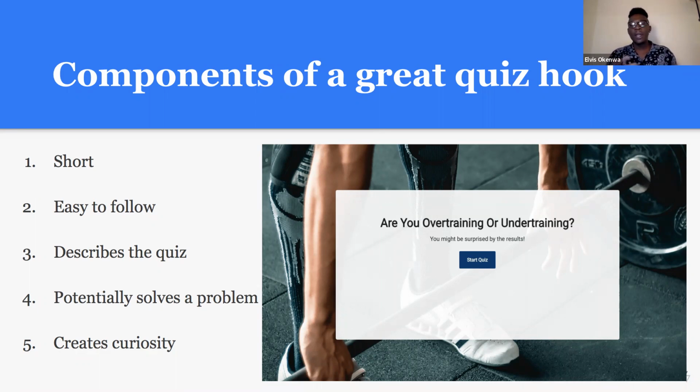So it creates that kind of curiosity. What is your metabolism type? Most people don't know their metabolism type. With a quiz like that, you get to that title and you want to jump in and have a look at it to see what your metabolism type is.